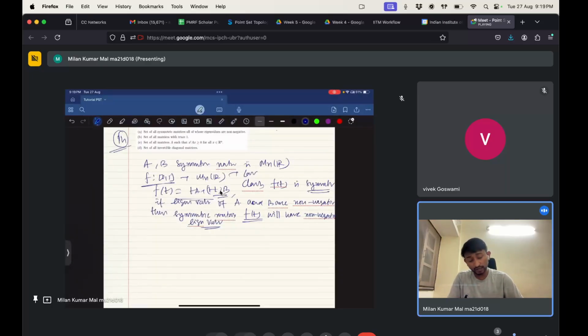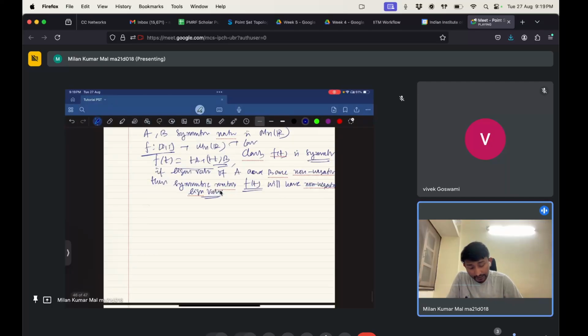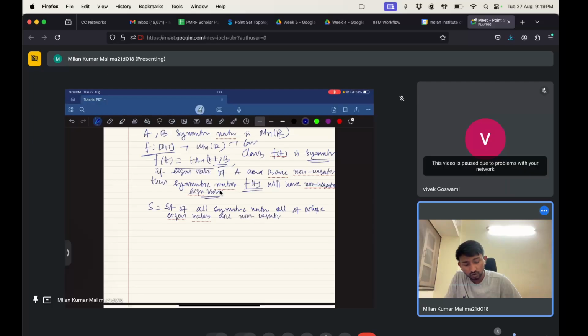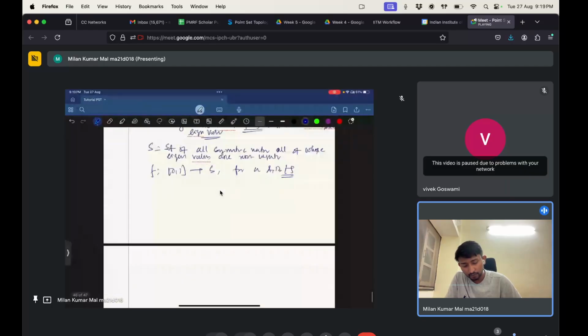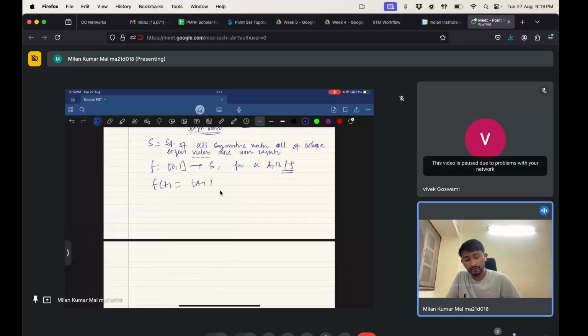What is the fact I am proving here? If I take S to be the set of all symmetric matrices, all of whose eigenvalues are non-negative, then I can give a map from [0,1] to S. For any A and B belonging to this set S, f(t) = tA + (1 minus t)B.